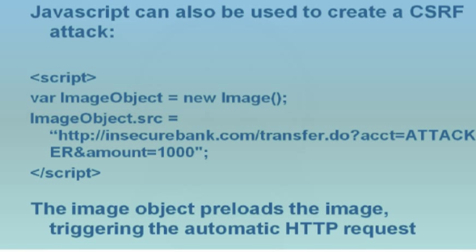JavaScript can also be used to perform cross-site request forgery attacks. Let's look at the example we have here. We have our script tag, and within that tag we're going to create an image object. Now, that image object has a field called source, and the attacker is going to set that malicious URL address to that source field. Now, when the image object preloads the image, it triggers the automatic HTTP request.